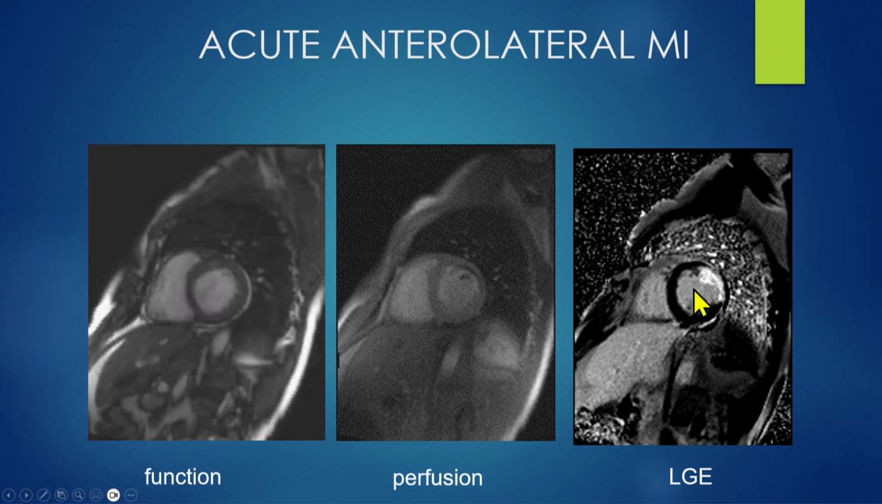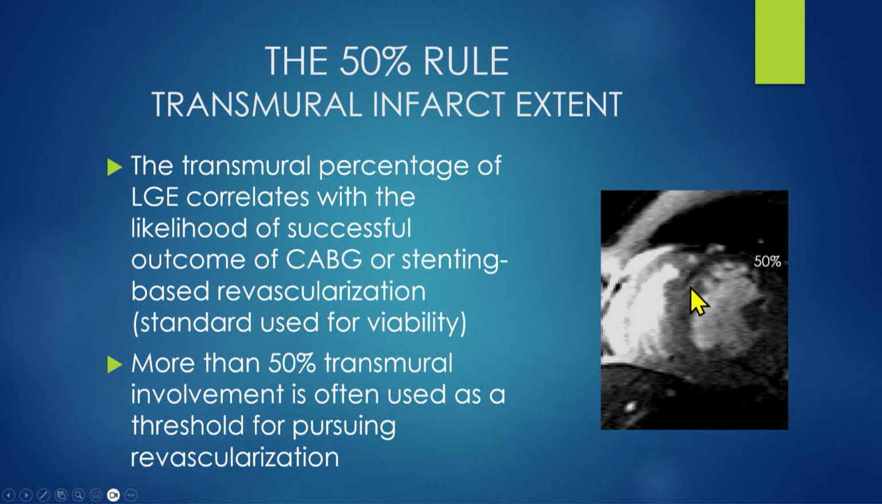Now, the extent to which it extends transmurally is important. And that's because of what's called the 50% rule. It is said, and this is again based on a classic study, which I'll show in a minute, that if there's more than 50% transmural extent of the infarction, then the likelihood of success with revascularization, PCI, percutaneous intervention, or with CABG, drops significantly. So you want to have just a sliver of an area.